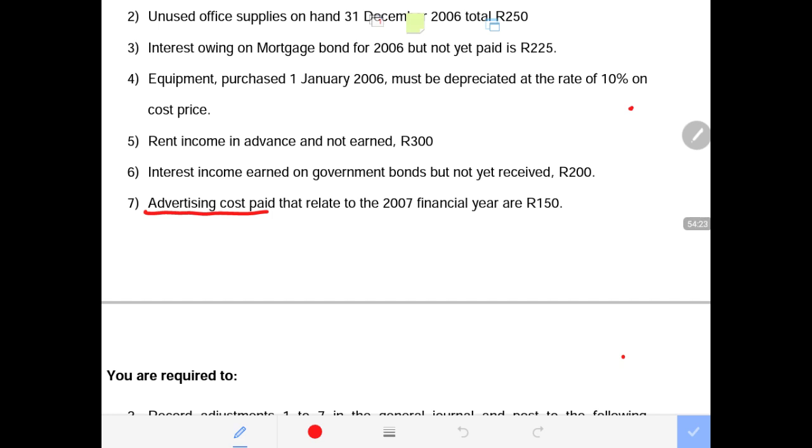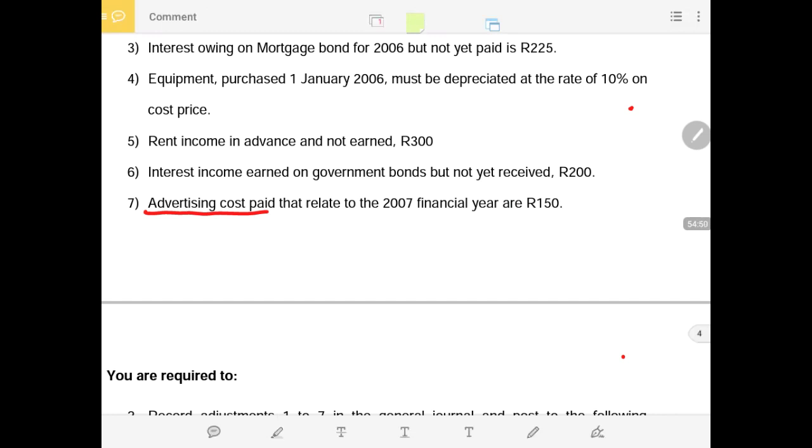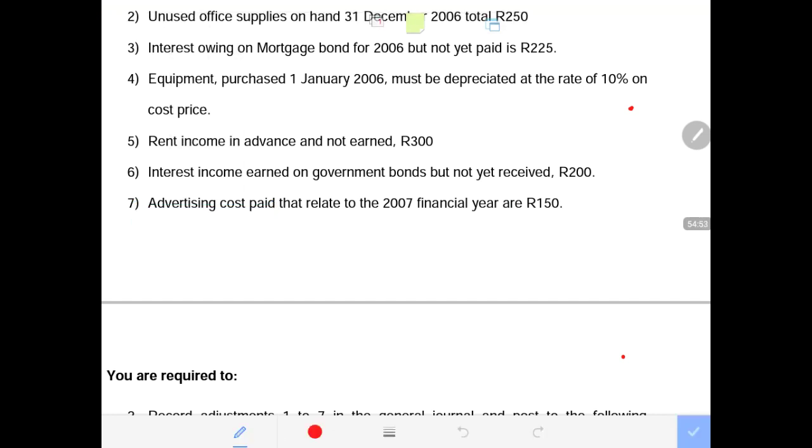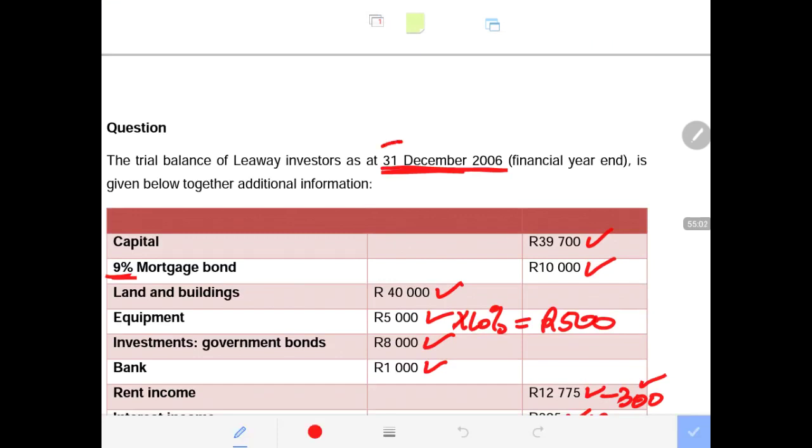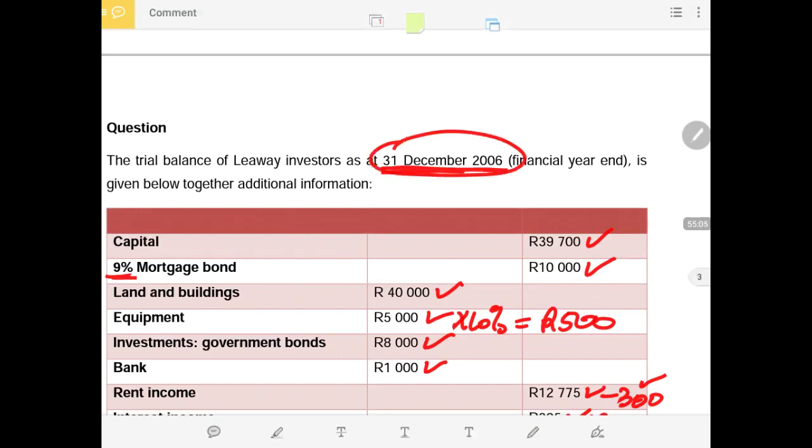Advertising cost paid that relate to the 2007 financial year, 150. Take note, we paid for advertising, and the advertising was not incurred, meaning the advertising is for next year, not for the current year, meaning we paid for an expense before its time. Remember, why am I saying before its time? We are doing the books for the year 2006. That is where we are. We are doing the books for 31st of December 2006.